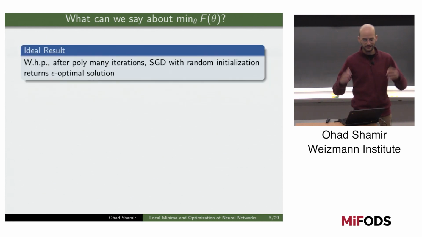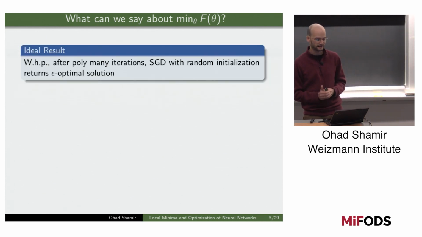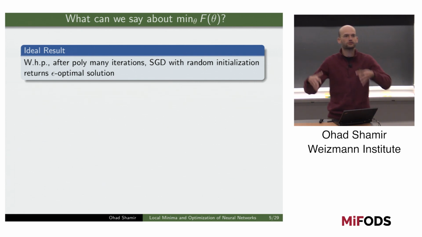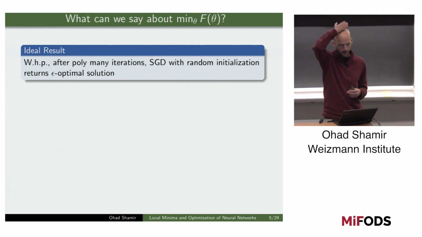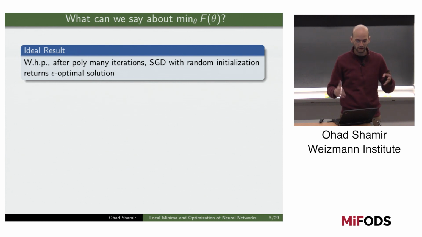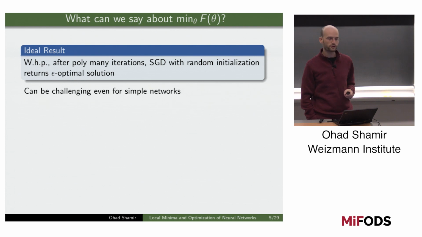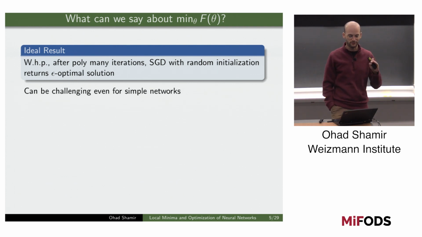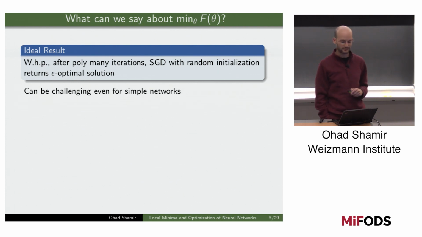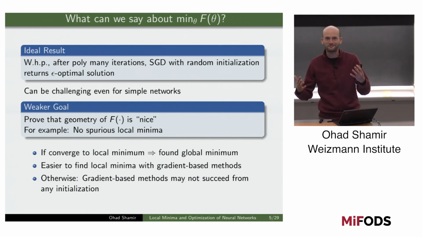So the kind of ideal result we might want to have is that we take the algorithms actually used in practice, and we run them for polynomially many iterations, polynomial in the relevant parameters, and we indeed find a nearly optimal solution. Unfortunately, even for some very simple networks, this can be a very difficult result to achieve, and we'll see some examples of this later on. But as theoreticians, we still want to prove something, and one standard trick is to change the question.